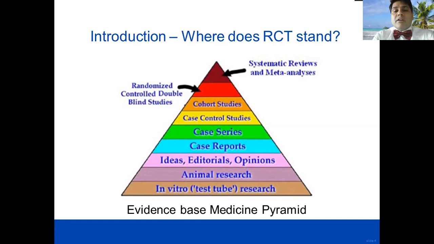And systematic reviews and meta-analyses are nothing but aggregations of these randomized control trials or case control studies or cohort studies, put together in aggregate and then discussed. So that's where they stop. They stay on top, higher than randomized control trials.